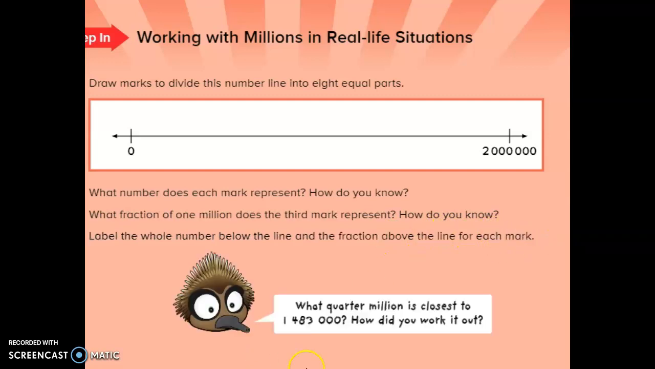And our little echidna guy says, what quarter million is closest to 1,483,000? How did you work it out? Can you write down the answer to that, please?